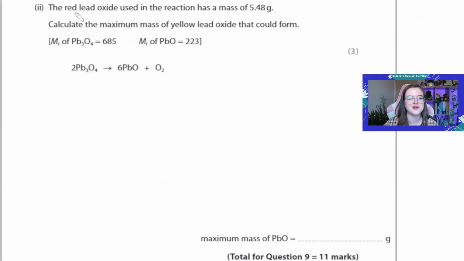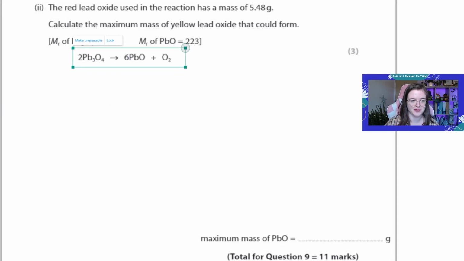In part 2, the red lead oxide used in the reaction has a mass of 5.48 grams. Calculate the maximum mass of yellow lead oxide that could form. We've been given our Mrs, and I've just plopped the equation from above here, because I'm assuming we're going to need it. So we've been given a mass, we've been given Mrs.